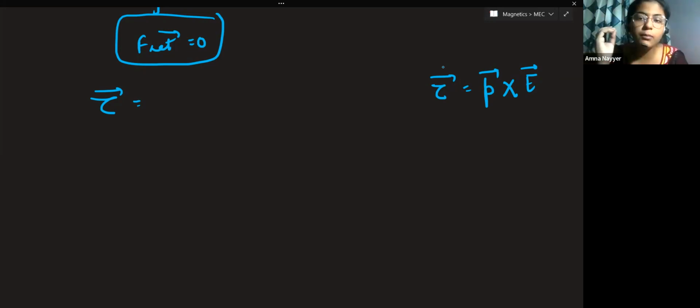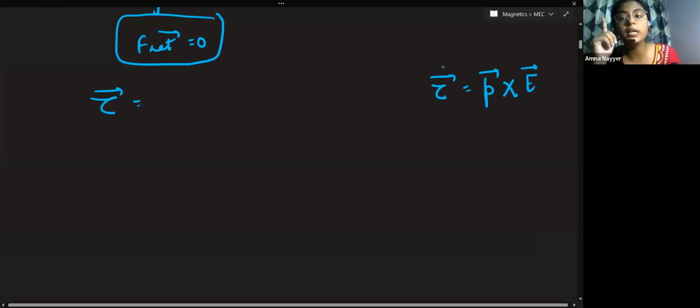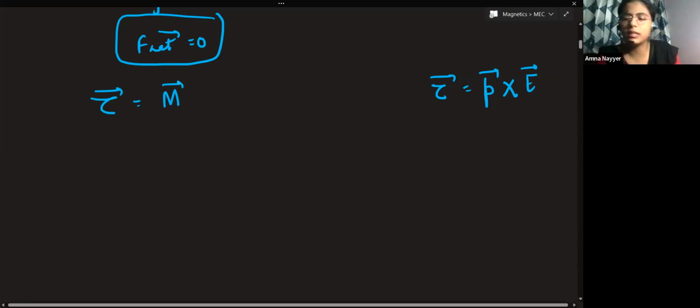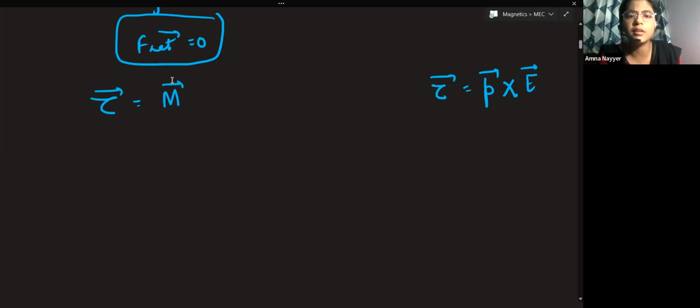So right now I was talking about torque. What we had studied was the cross product of the electric dipole moment with the field. In the last class, we had seen magnetic dipole moment. Remember? Can anyone tell the formula? Anyone from the class? At least look into your notes and tell. You must have written it.